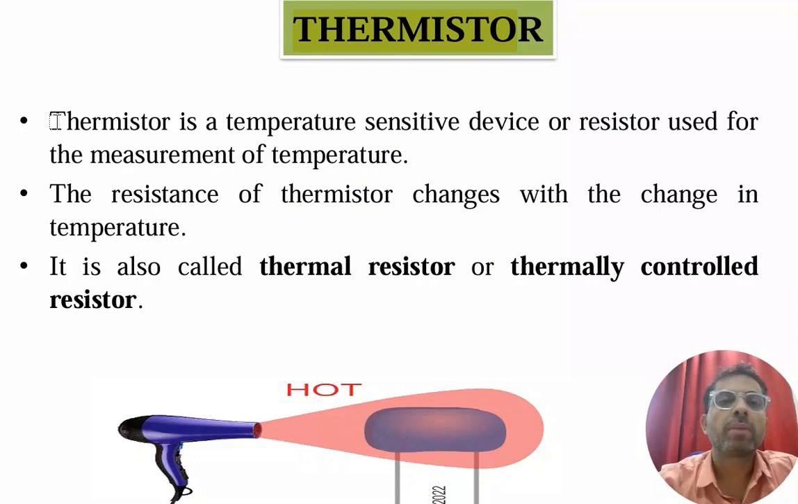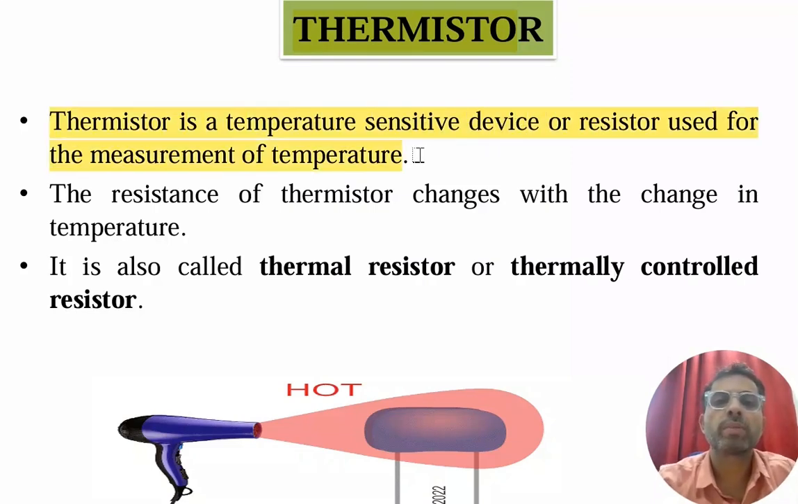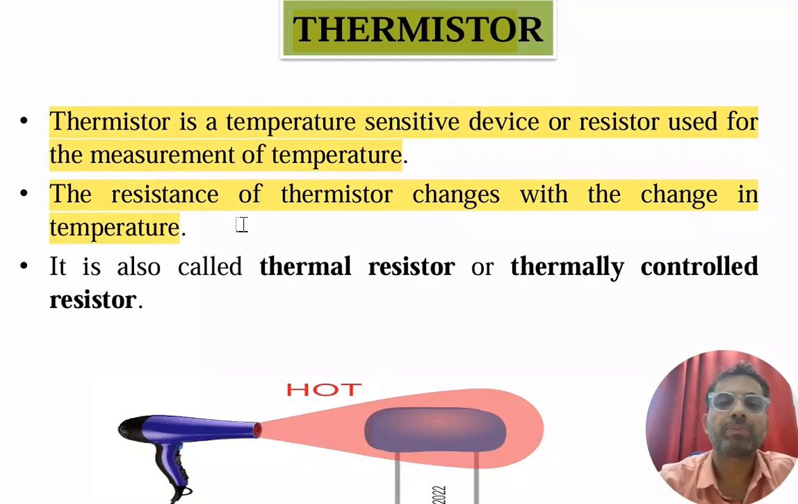So a thermistor is a temperature sensitive device, or a resistor used to measure temperature. The resistance of a thermistor changes with change in temperature, and it is also called a thermal resistor or thermally controlled resistor, right? So we are going to measure the temperature with the help of an electrical property, that is resistance.